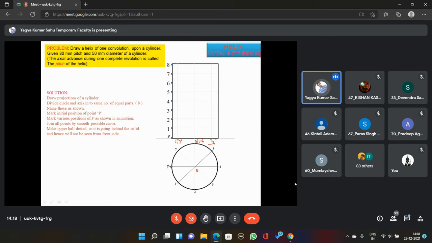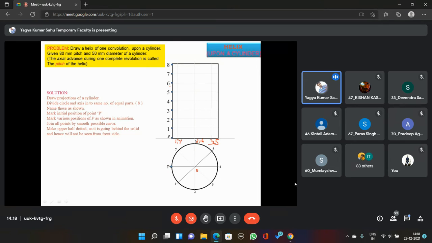Now find out the intersection. For getting uniform movement, find out the intersection of horizontal and vertical lines. First of all, divide this circle into a number of equal parts. Then divide the pitch length, not the height of the cylinder. Here the height of the cylinder and pitch length are both equal, so we are dividing the height of the cylinder into 8 equal parts. But divide the pitch length into the same number of equal parts which we make for the circle, 12 or 8.